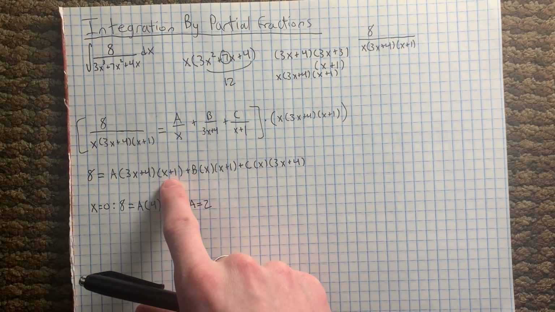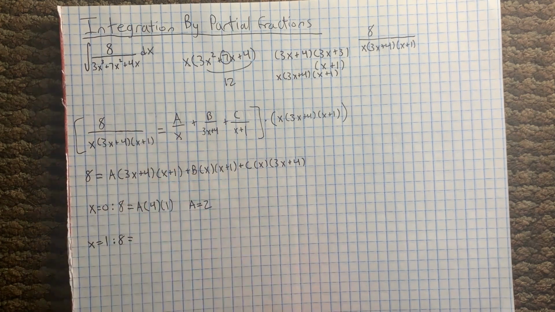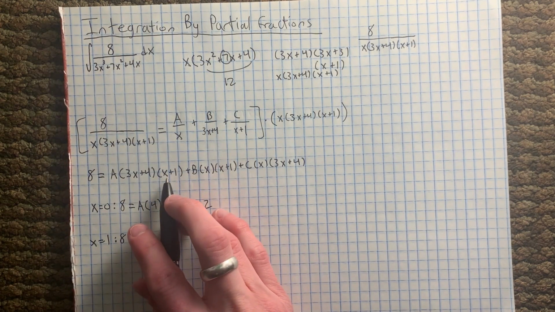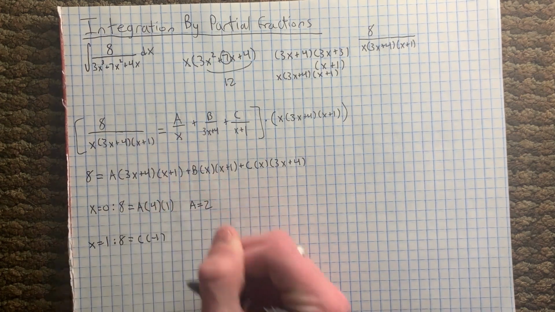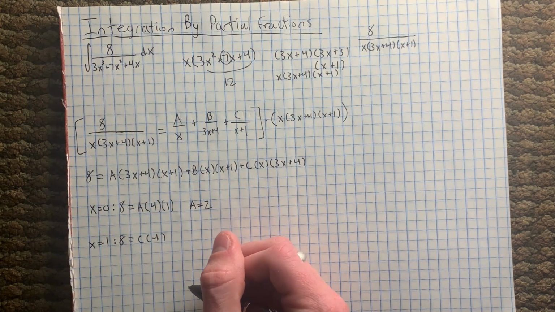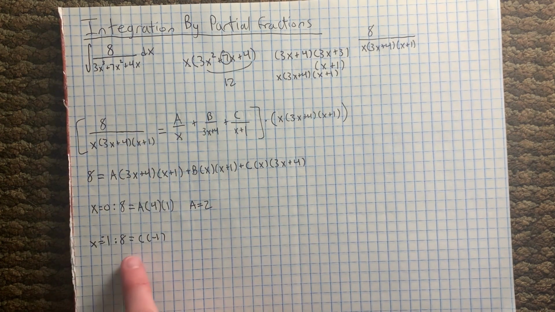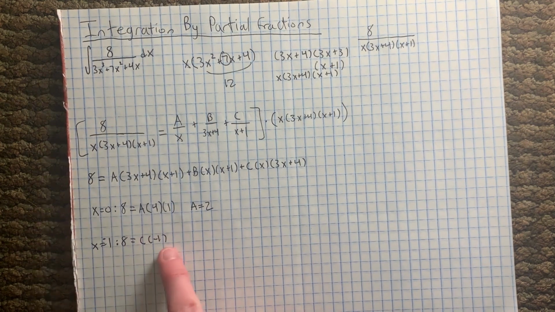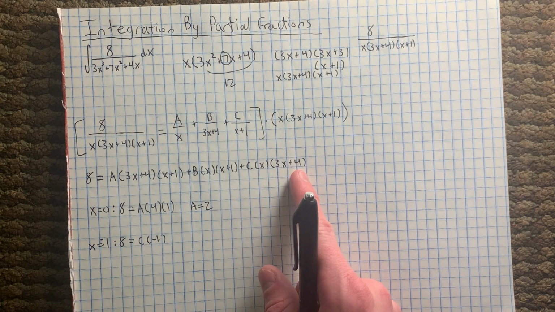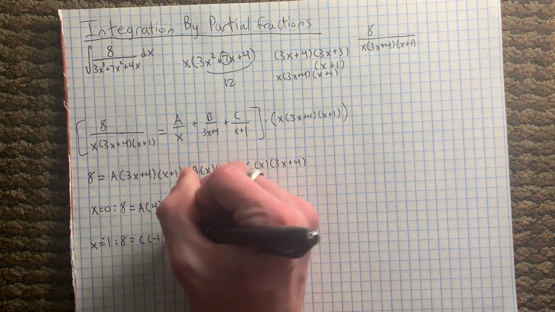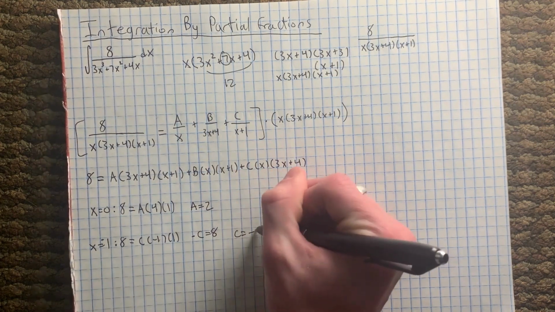Next, we're going to choose a value of negative 1. From this, we still have an 8 on the left side. That will go to 0, this will go to 0, and then we're left with c times negative 1. Sorry, this is a negative 1. We're left with 8 equals c times negative 1 times, this would be 3 times negative 1 plus 4, which is 1. So we have negative c equals 8, or c equals negative 8.